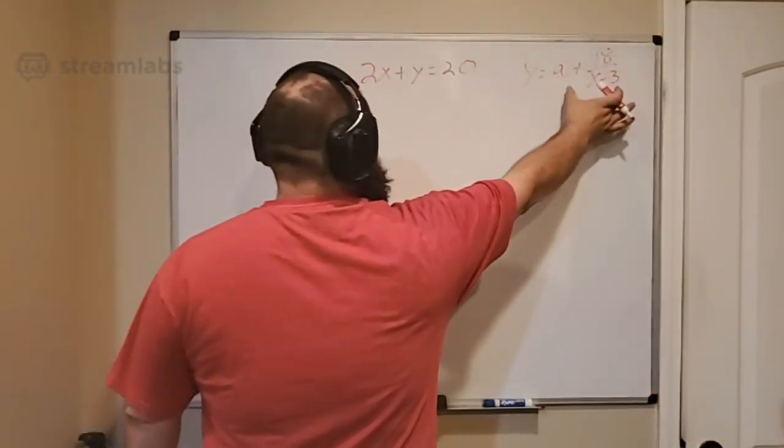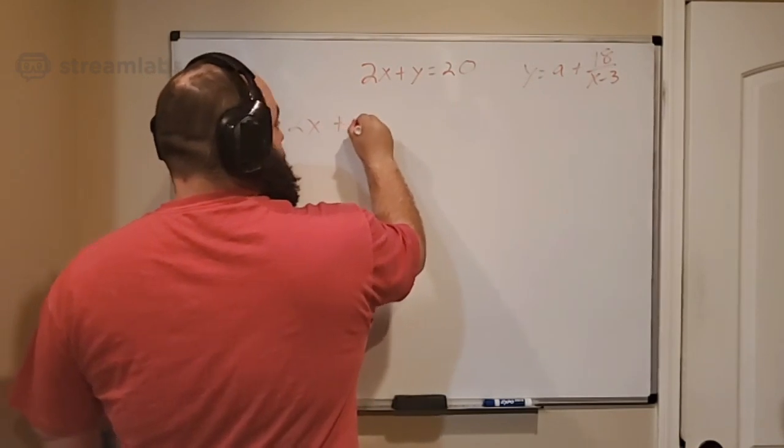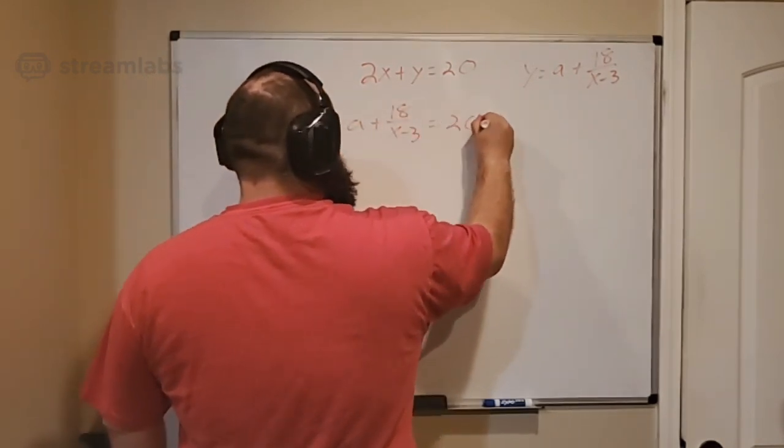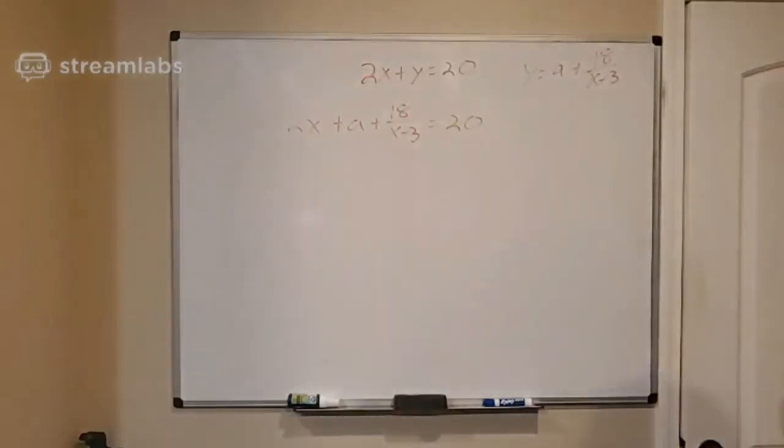So 2x plus a plus 18 over x minus 3 equals 20. You can solve the top one for y, set them equal, do it however you want, but this is how I would do it just because I don't have to do any extra work. There's no extra steps for me to mess up anything, moving anything around, etc. Any suggestions on my next step after that?